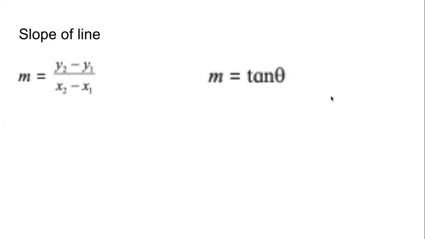The same thing can also be calculated as tan theta, where theta is the angle made by this line with the positive direction of the x-axis. And we saw how the slope can be 0, it can be positive, it can be negative. We saw how the direction of the slope decides the sign of the slope. If the angle made by the line with the positive direction of the x-axis is an acute angle, then the slope is positive. If the angle is obtuse, then the slope is negative.